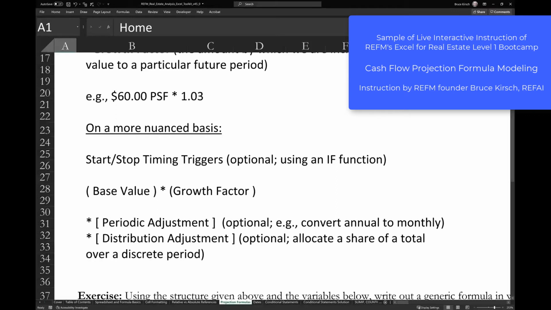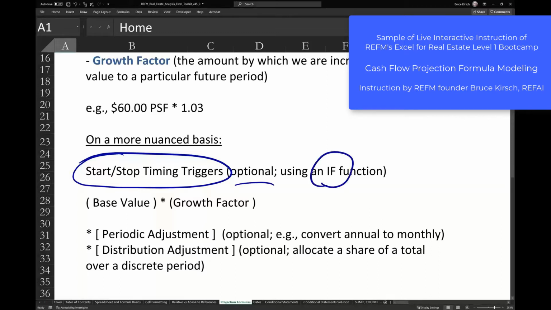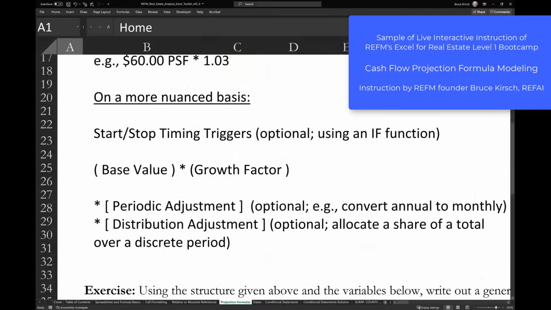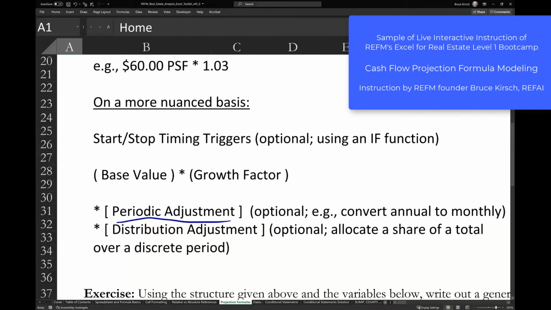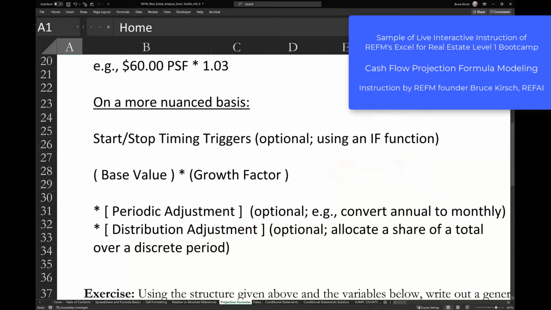On a little bit of a more nuanced basis, when we're talking about building a formula from scratch, you have what are sometimes required, which we call start and stop timing triggers. And these are optional elements, and generally I'll accomplish this using the IF function, which we'll look at a little bit now and in a lot more detail in a few minutes. And then sometimes you have what we call a periodic adjustment. So you might get operating expenses per square foot per year as your variable, but you're modeling monthly. So you would then need to divide by 12 to get to your monthly value if you're showing monthly. So that's something that you might have to implement.